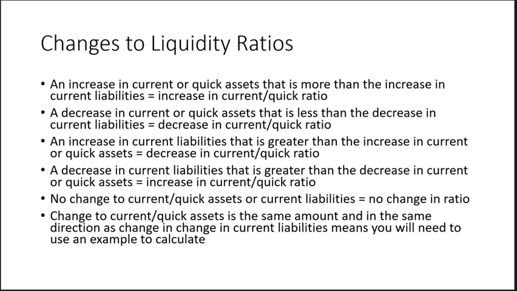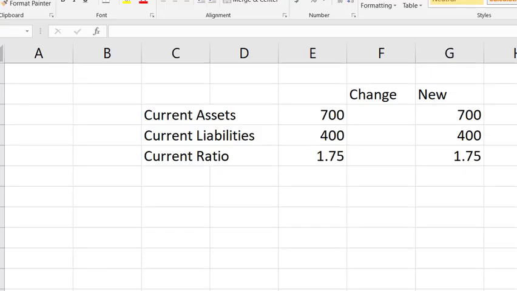So what happens when you change things? Since we're talking about changes, here's just a summary of what happens to these ratios with changes. If you change the assets or the liabilities or so forth, you probably aren't going to want to memorize these, but get familiar with these changes. So I set up a little spreadsheet that kind of illustrates what we're talking about.